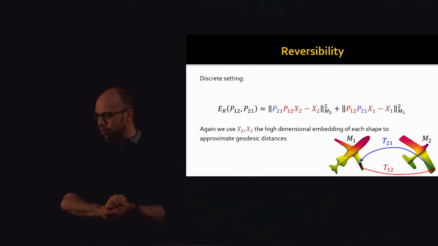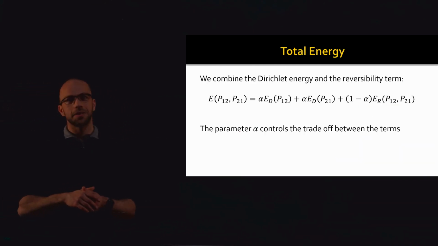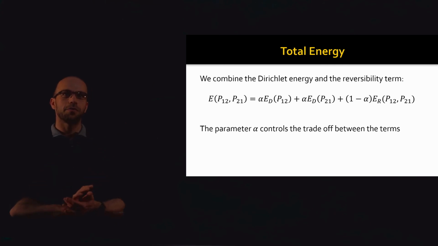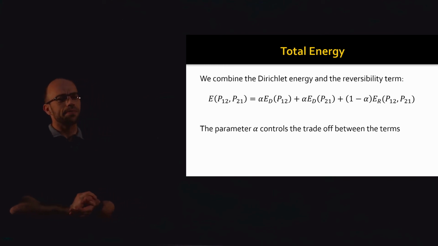And that's basically going to be our target for optimization. It looks something like this. Right? So we have a coefficient alpha in front of the Dirichlet terms, plus a coefficient 1 minus alpha in front of the reversibility term, controlling the trade-off. I think in practice we find that alpha doesn't have a huge effect, which is a good thing. We don't want to go totally crazy here.